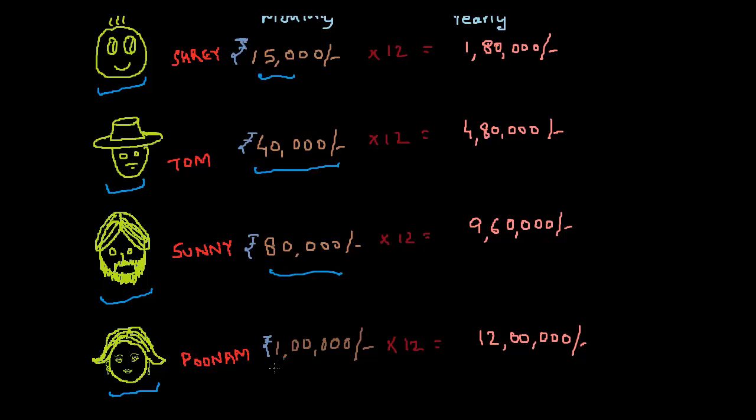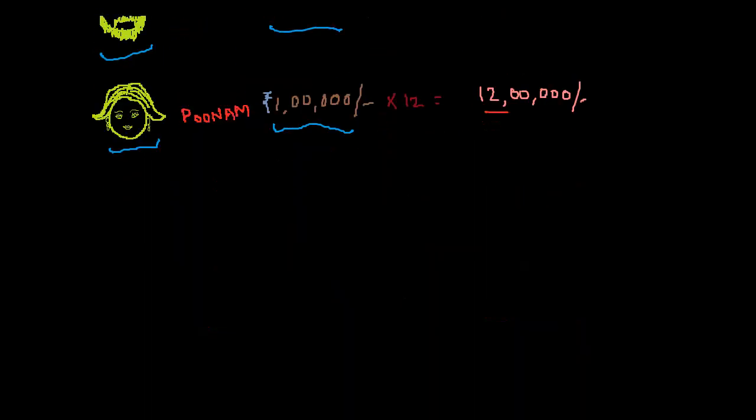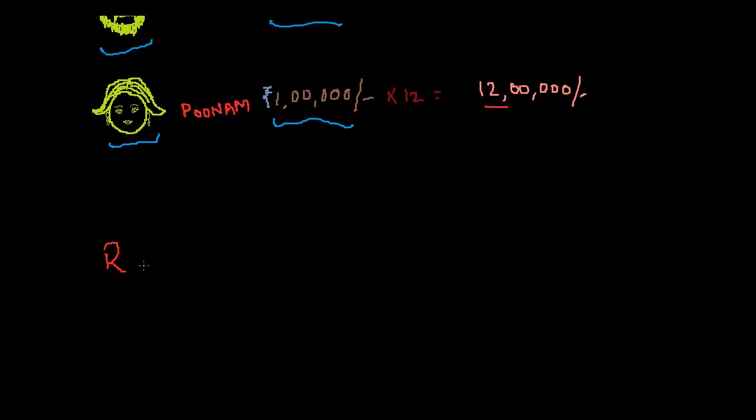If we calculate their yearly incomes by multiplying by 12, it comes out to be 1 lakh 80,000, 4 lakh 80,000, 9 lakh 60,000, and 12 lakh respectively. Now see, a regressive tax structure, if it would have been applied here, in this scenario.